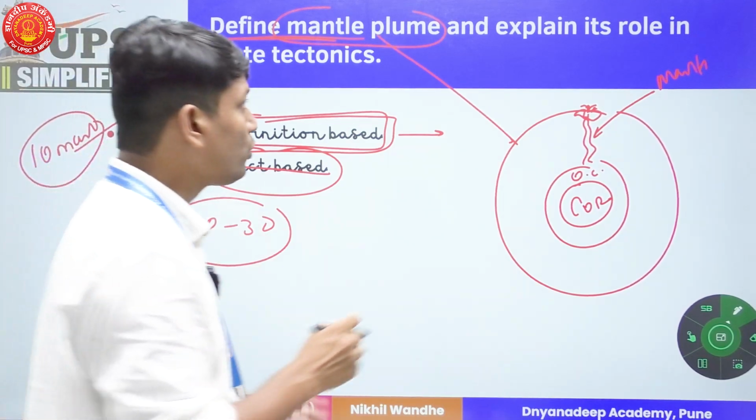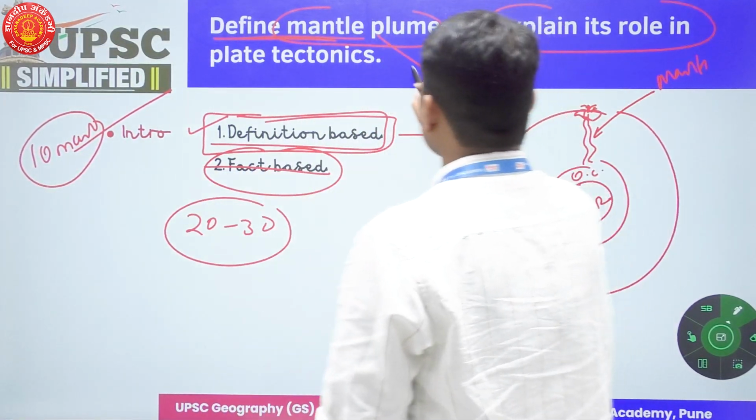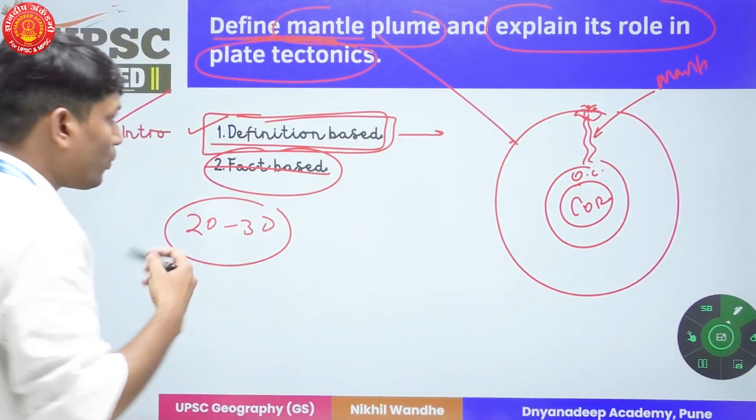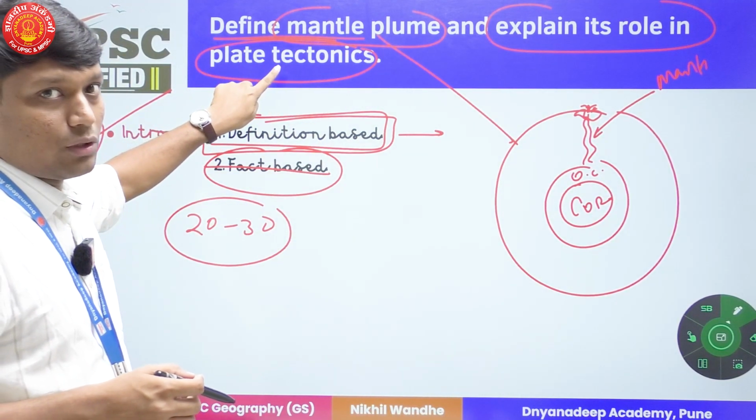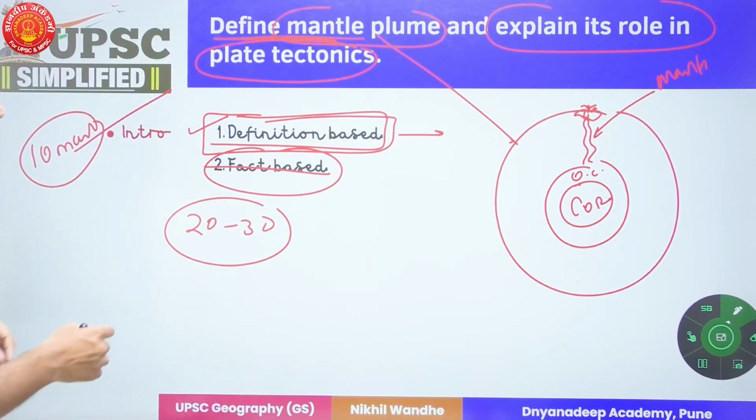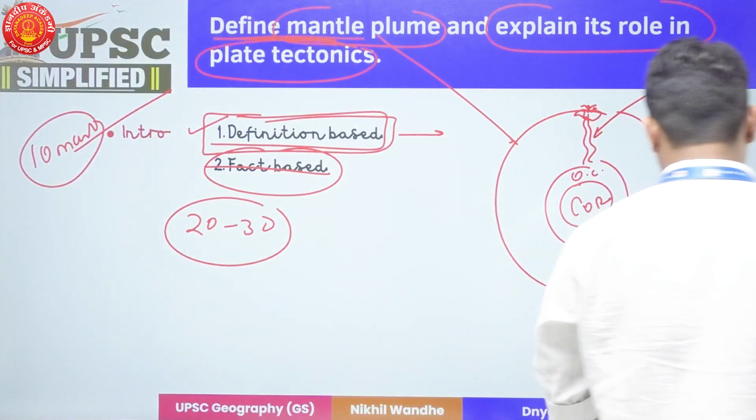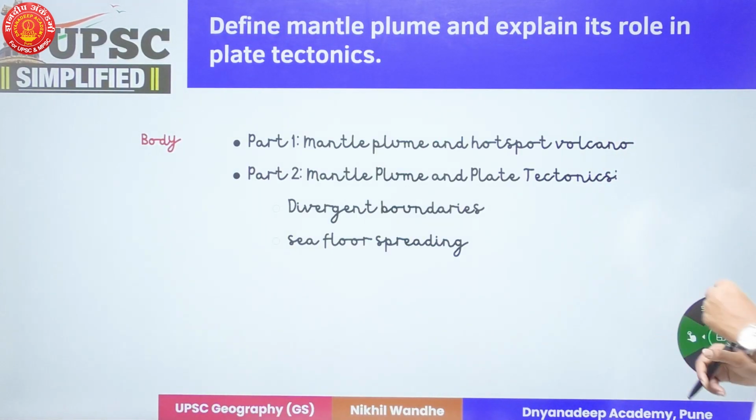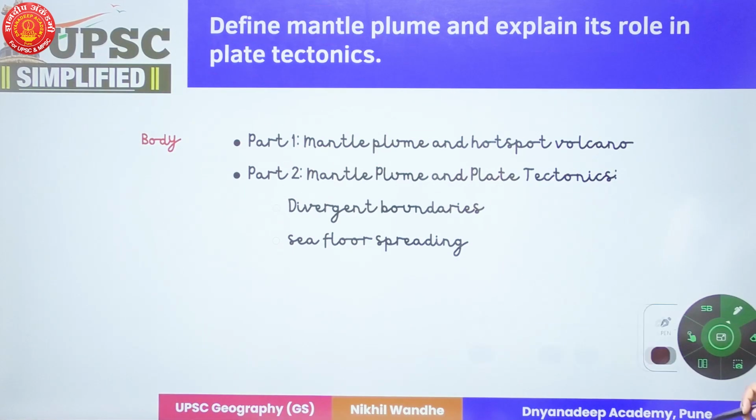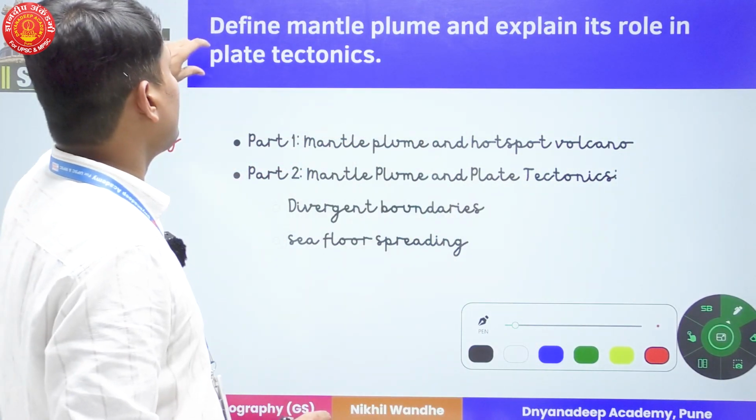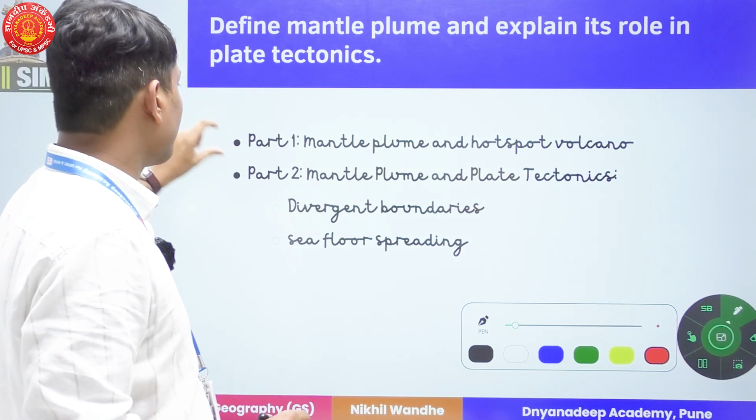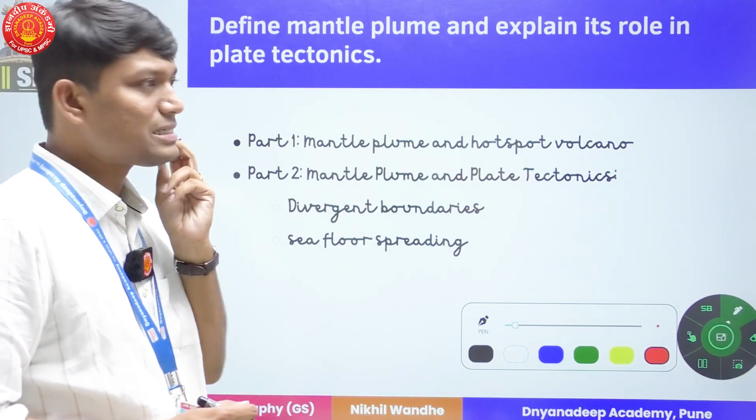Now you have to go next for the explanation, and you have to provide the role of mantle plume in plate tectonics, right? Again, this is a very typical core geography part. In very few books or resources, this particular part is given. When it comes to explaining the role of mantle plume in terms of plate tectonics, I have divided my body part into two parts.